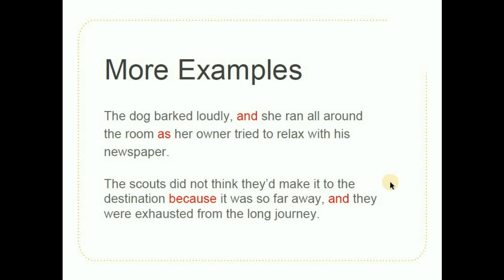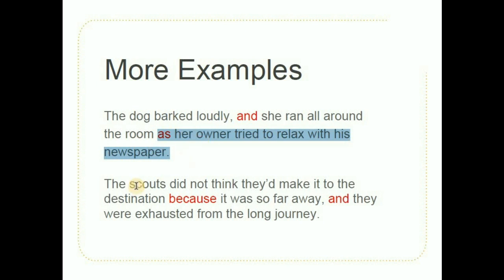Here are 2 more examples. In this first one, we can see we begin with an independent clause: the dog barked loudly. We've got our comma and the word and. Then another independent clause: she ran all around the room. Finally, we end up with a dependent clause.